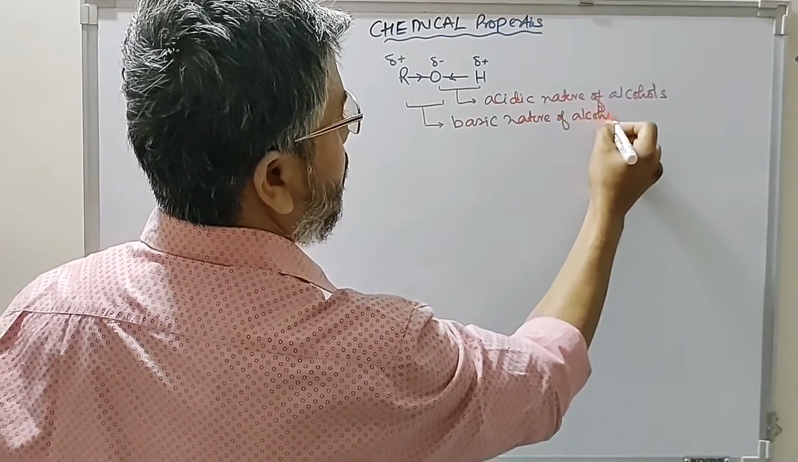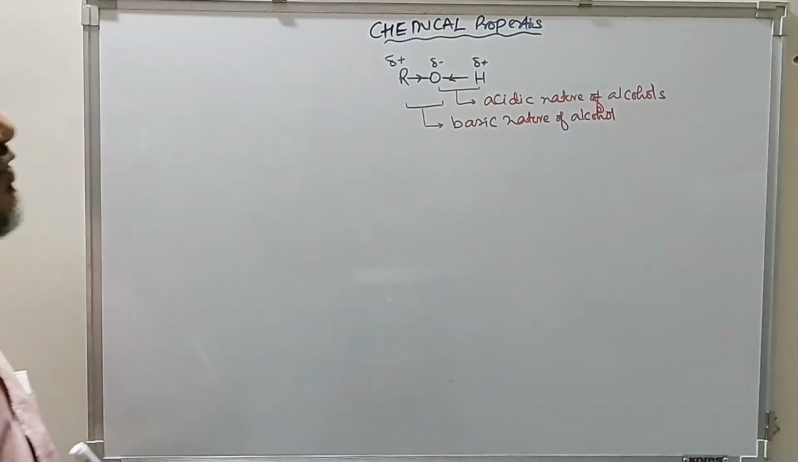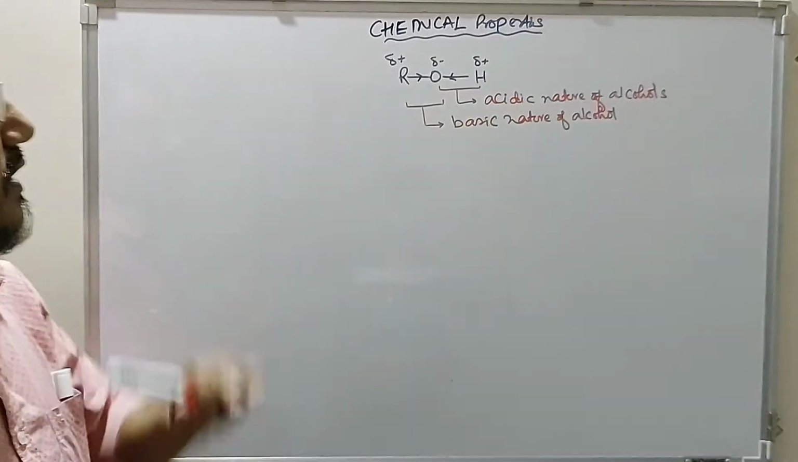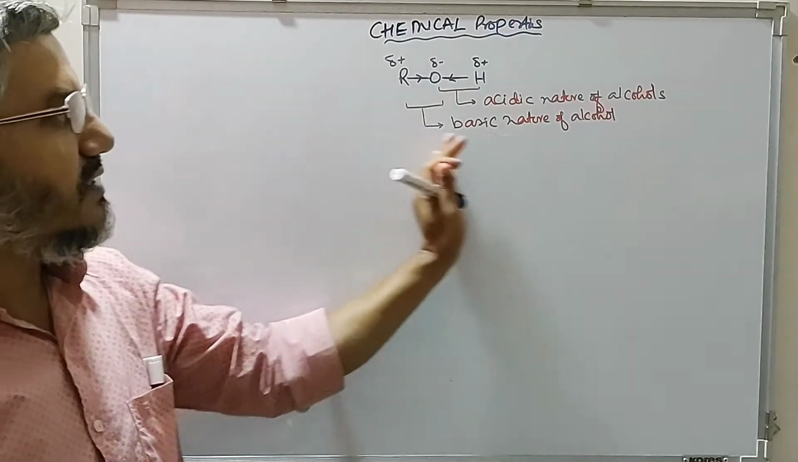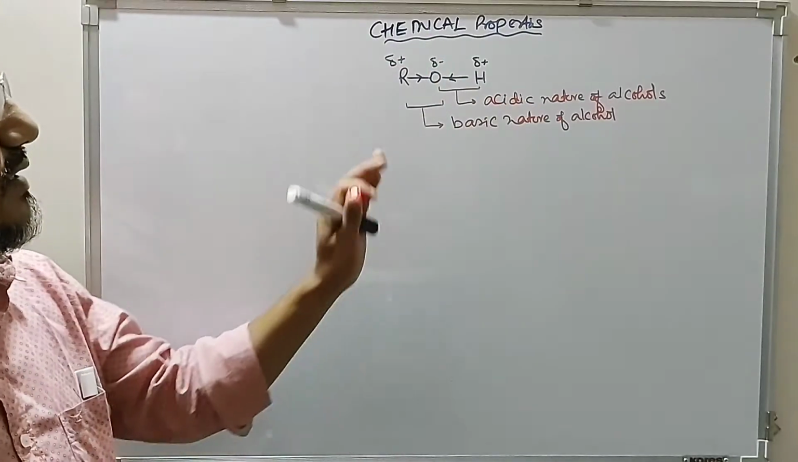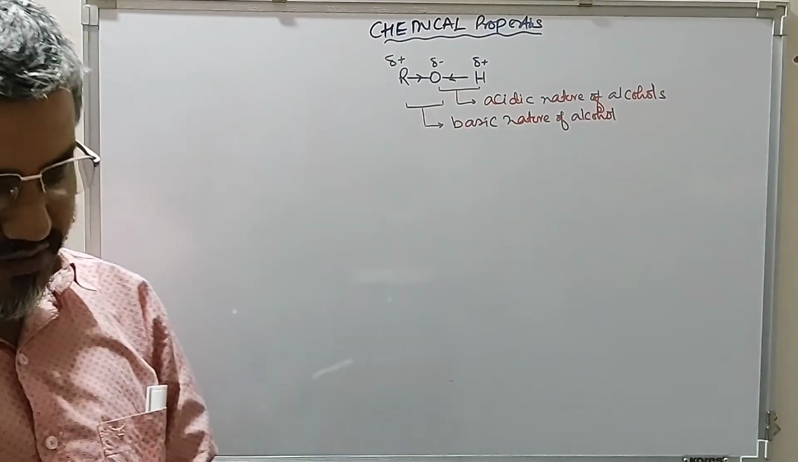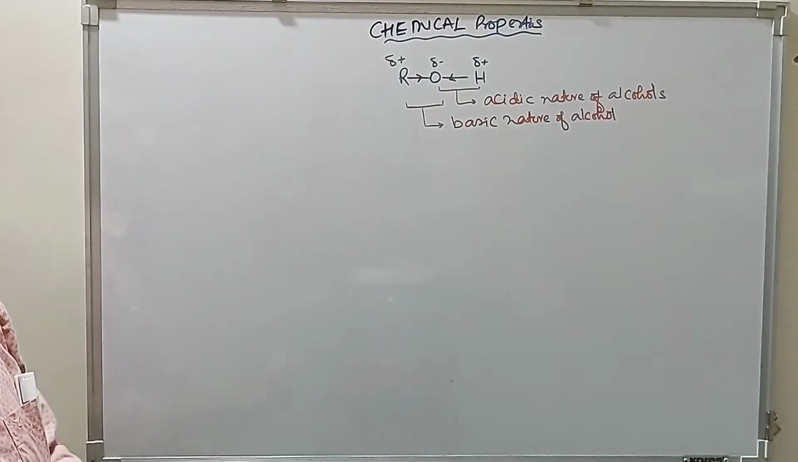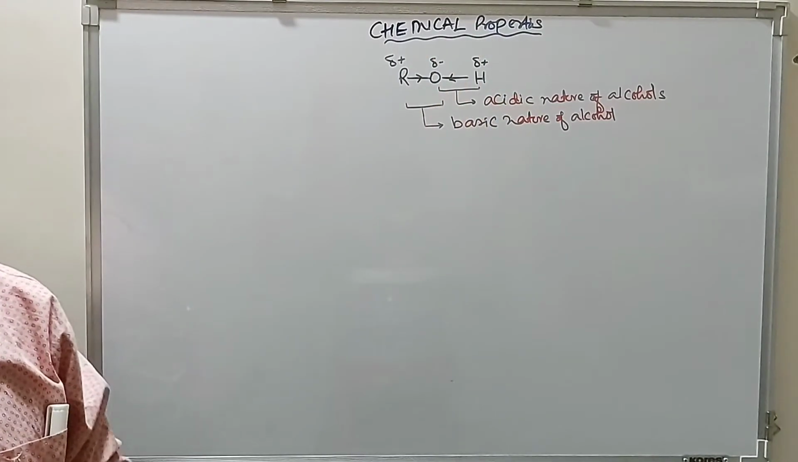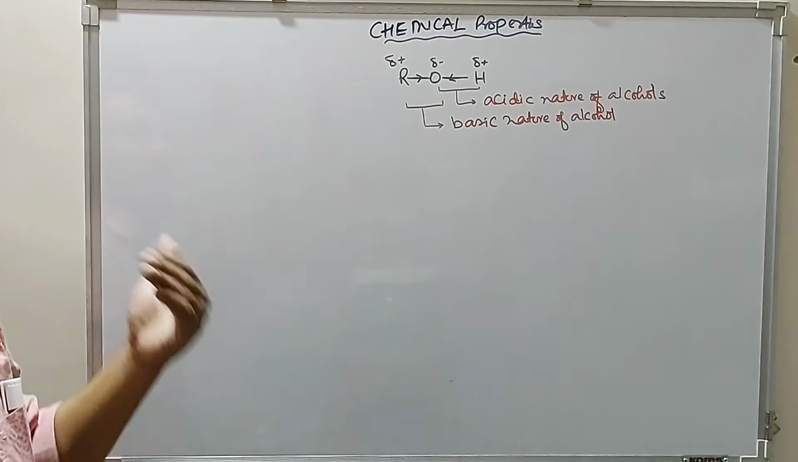So depending on which bond is to be broken: if the R-O bond breaks, this shows the basic nature of alcohol. If the O-H bond breaks, then this shows the acidic property. All this depends on the polarization of the carbon-oxygen bond and the polarization of the oxygen-hydrogen bond.